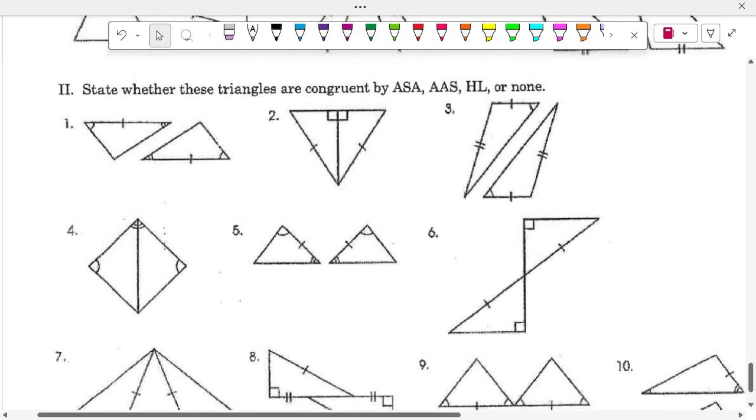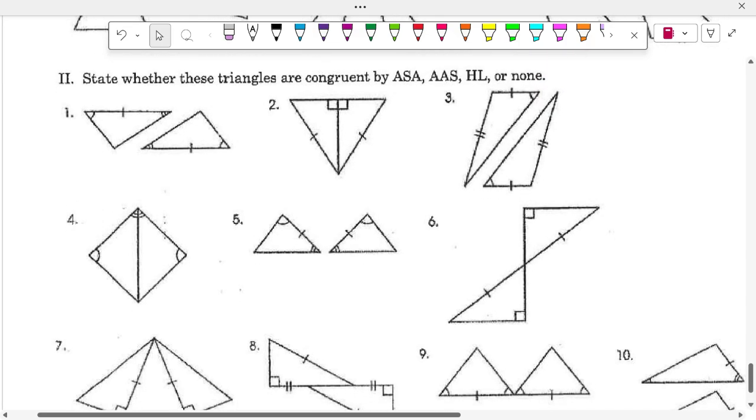Let's try this next one. Looking at the next section, let's do number 5 on section 2. What do you think number 5 is? So just look on the board currently. If it helps, just look at the board. Good. It is angle, side, angle.